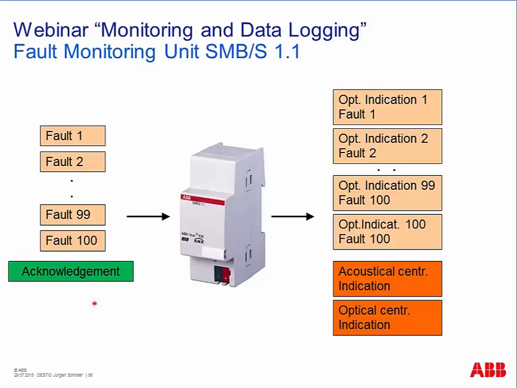Important in a fault management system is acknowledgement. Means you have to confirm the fault first of all. You have detected there is something wrong, and then you acknowledge this fault. What does it mean practically? Only the acoustical central indication will be switched off. So the system knows, okay, you have accepted this fault. The individual optical indication, but also the central optical indication, will still be active, showing you that the fault is still existing. Only acknowledgement has been done.